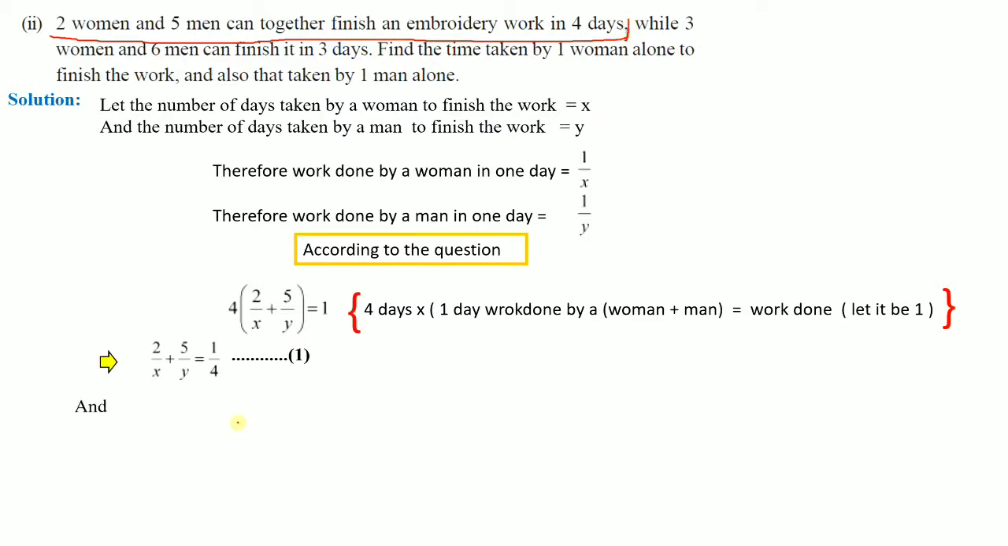Now similarly we'll go for the remaining part. While 3 women, where 1 woman's work is 1 upon x, so 3 women means 3 upon x, and 6 men means 6 upon y, adding these two, they complete this work in 3 days. How many days? 3 days. 3 into 1 day combined work is equal to 1. So this 3 will go to the right-hand side of the denominator. 3 upon x plus 6 upon y is equal to 1 upon 3.